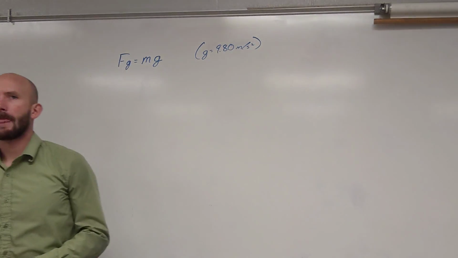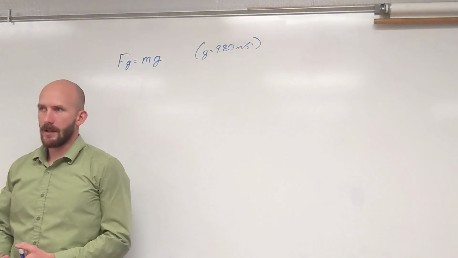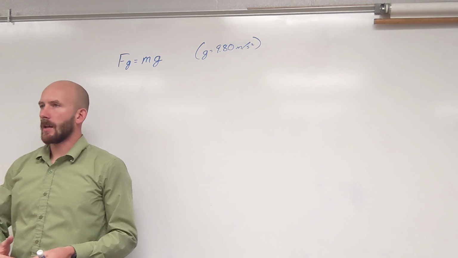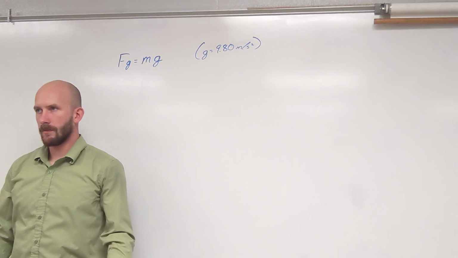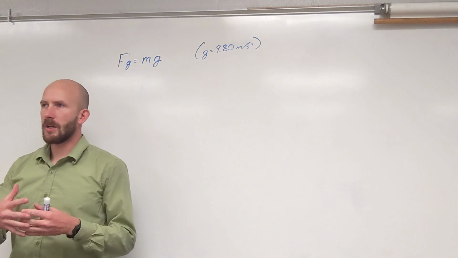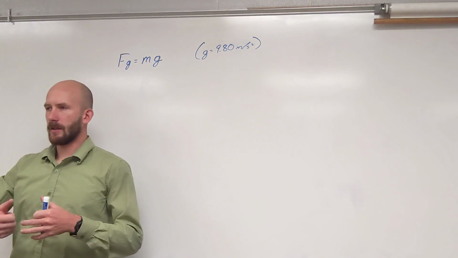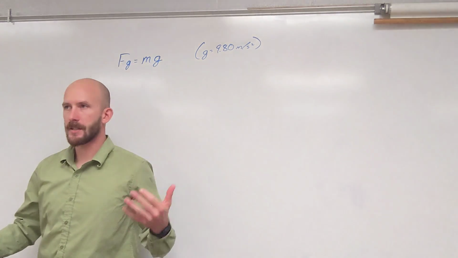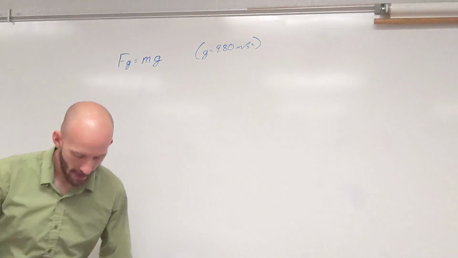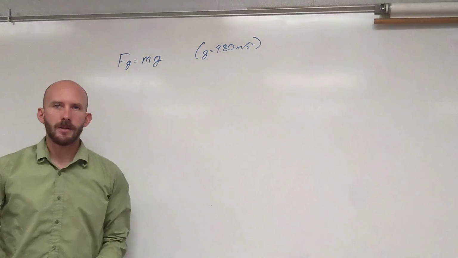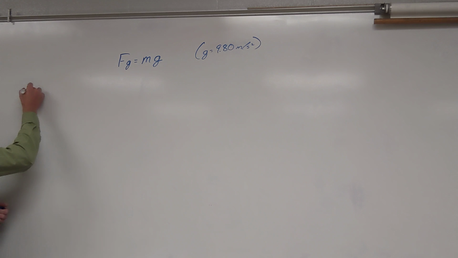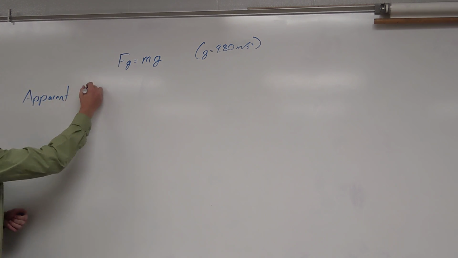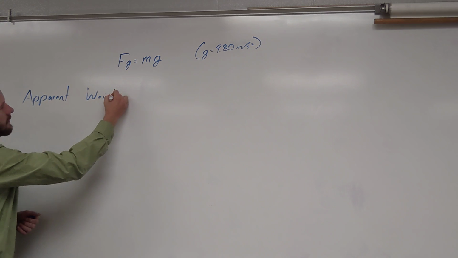So if an object has a certain mass near the surface of Earth, its weight is not going to change, correct? F sub g, for a given object on or near the surface of Earth, is not going to change unless the mass changes, right? But what we're going to talk about today is apparent weight.